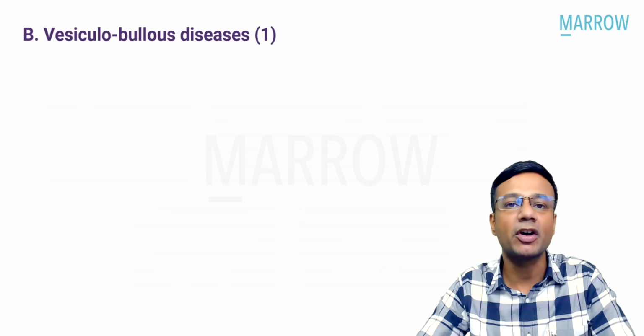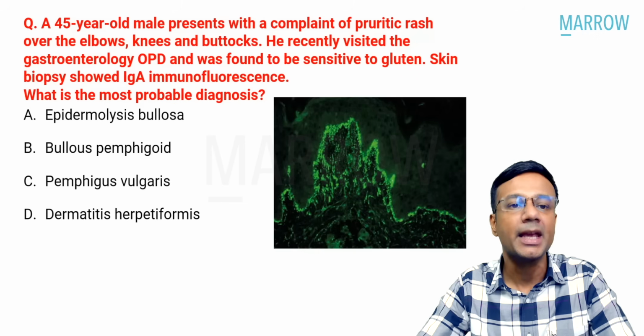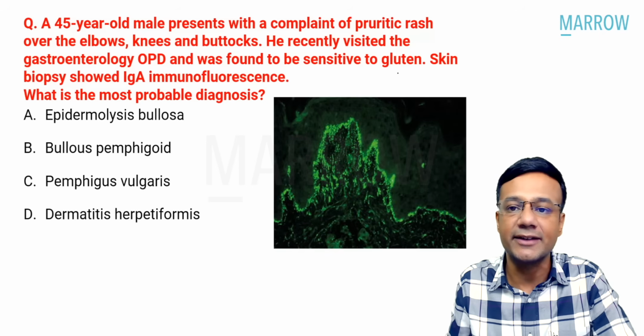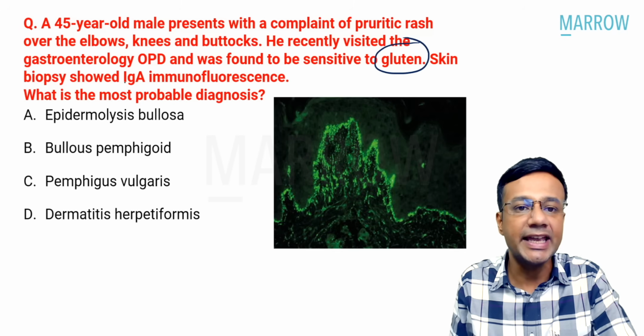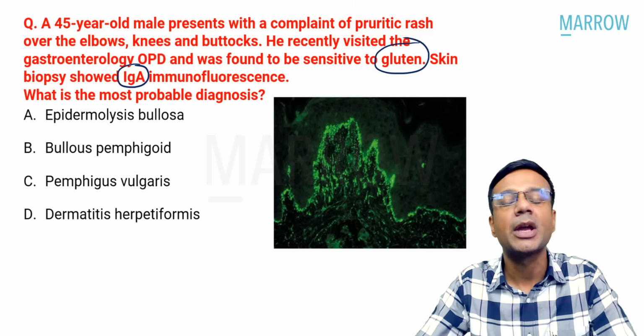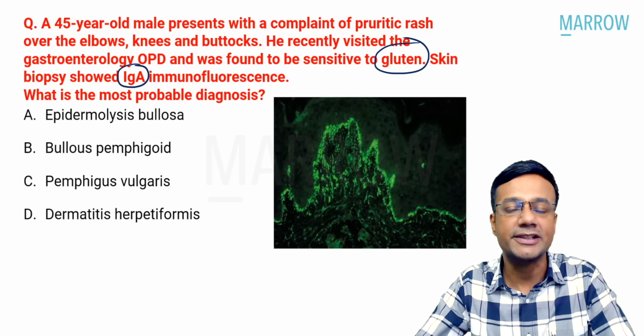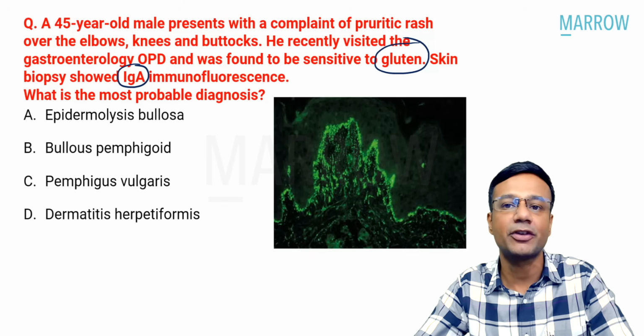Let's take up the next topic of vesiculobullous disease. A 45-year-old male presented with complaints of a pruritic rash over the elbows, knees, and buttocks. He recently visited the gastroenterology OPD and was found to be sensitive to gluten. Skin biopsy is showing IgA immunofluorescence. What is the most likely diagnosis? A. Epidermolysis bullosa, B. Bullous pemphigoid, C. Pemphigus vulgaris, and D. Dermatitis herpetiformis.